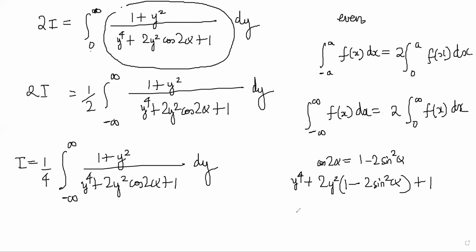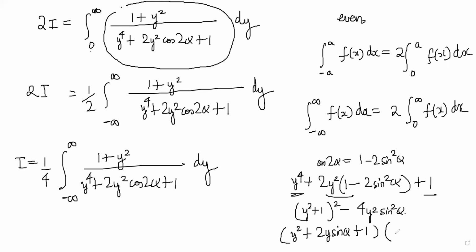1, right? So clearly we are getting (y square plus 1) whole square minus 4y square sine square alpha. This and this term make the perfect square, and this is also a perfect square, so you can factorize it as (y square plus 2y sine alpha plus 1) and (y square minus 2y sine alpha plus 1). I hope everyone follows this step. So we are factorizing this by expanding cos 2 alpha, and we have factorized it into two factors. I'll write it on the next screen.